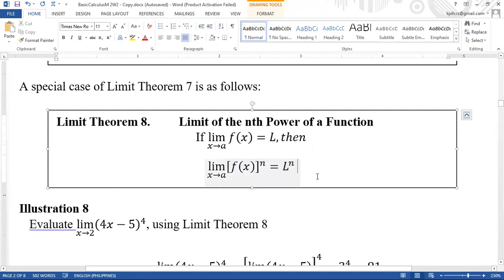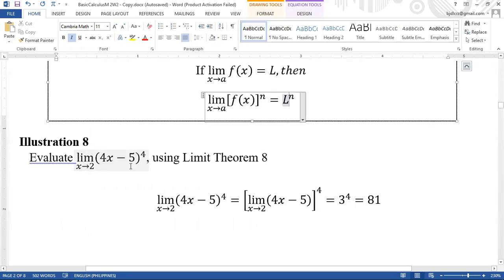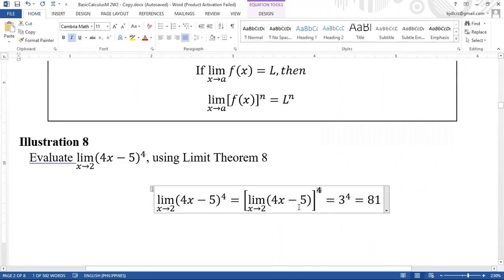So gi-raise na to si L sa power of n. For example, para mas masabtan, the limit of (4x minus 5) raised to the power of 4 as x approaches to 2. So we have here the limit of 4x minus 5 as x approaches to 2. Gipagawas na to si 4. Gipangita nato daan ang limit ni 4x ug negative 5.